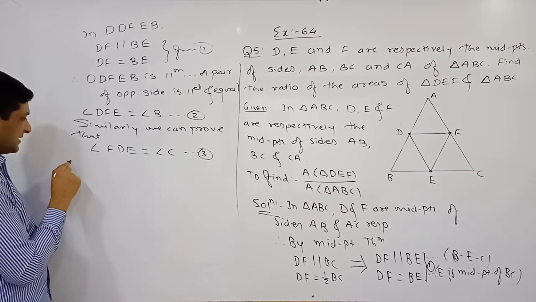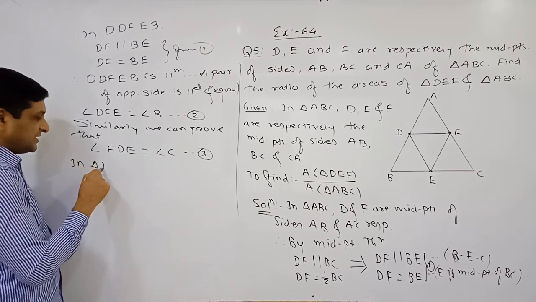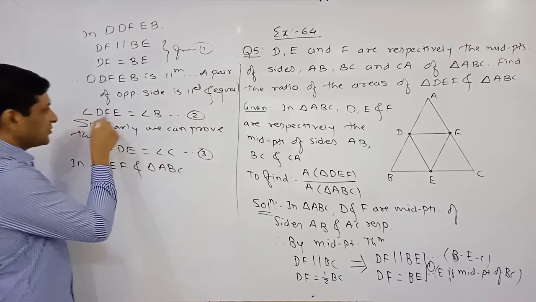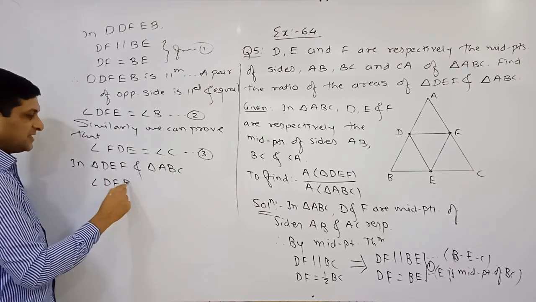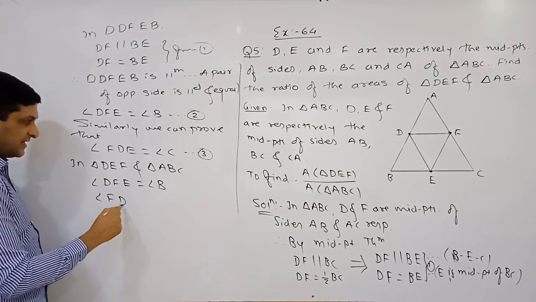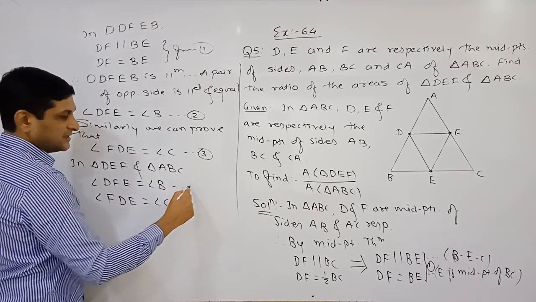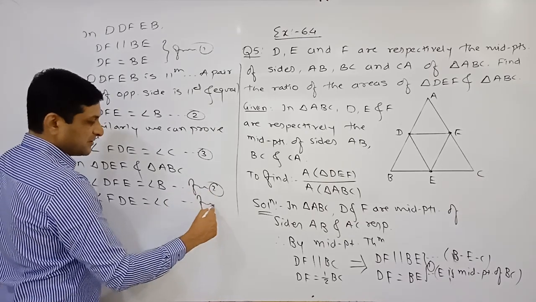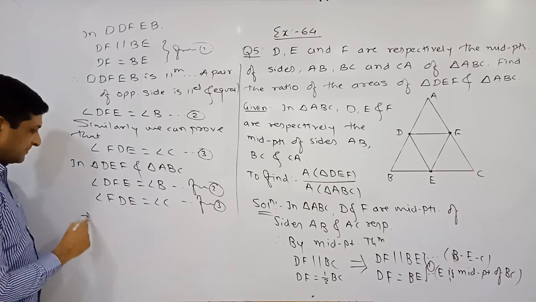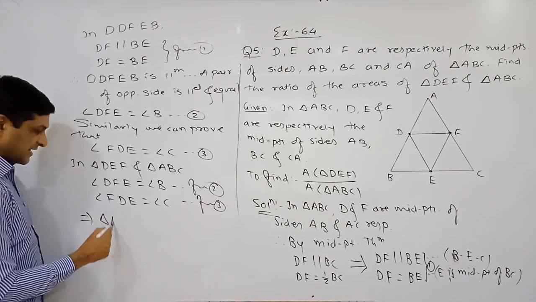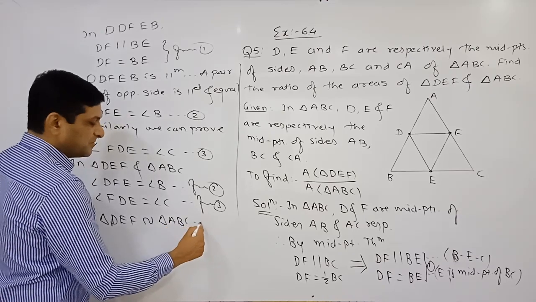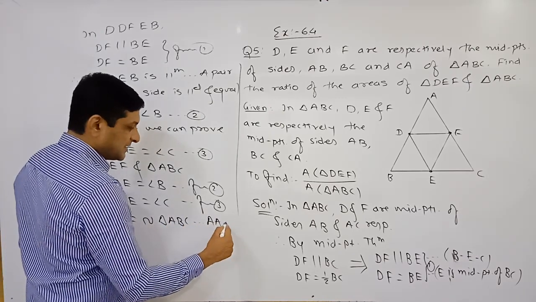Now let us try to show that these two triangles are similar. So now in triangle DEF and triangle ABC, we have shown here that angle DFE is equal to angle B, and angle FDE is equal to angle C. This value we are substituting from equation 2, and this is our equation number 3. So in these two triangles, we have shown that two angles are equal. This implies that these two triangles are similar. So triangle DEF is similar to triangle ABC, by AA criterion.